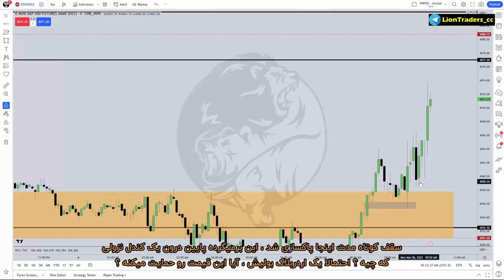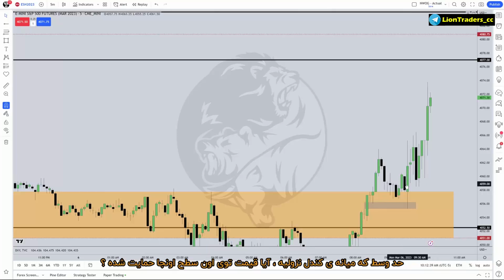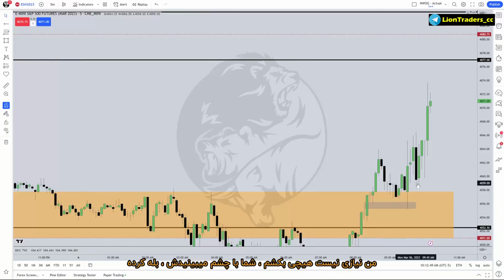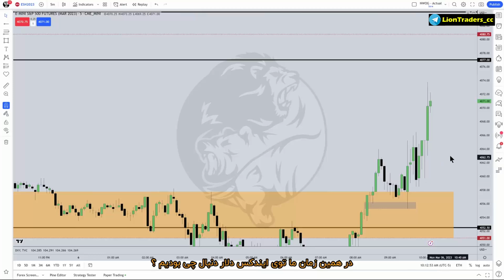Does this support price? The main threshold, which is the midpoint of that down close candle, is price being supported in that level there. I don't need to draw anything. You visually see it. Yes, it does. At the same time, we were looking for what in the dollar index?